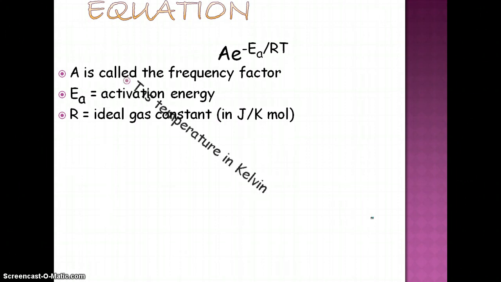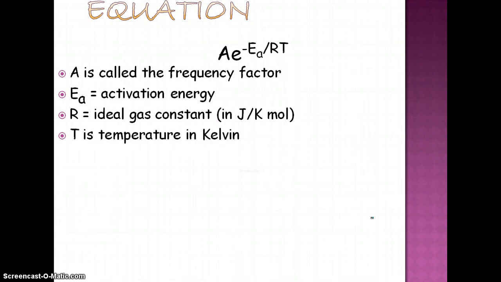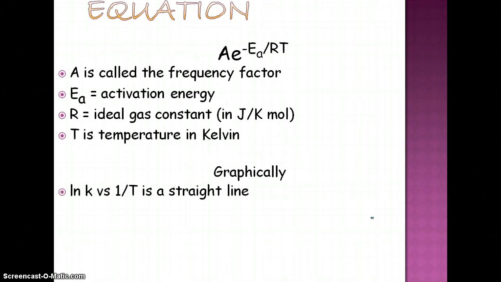All right, R is the gas constant that we remember from gas laws. Remember, temperature must always be in Kelvin. Now, if you are to graph the natural log of K versus 1 over the temperature in Kelvin, it will give you a straight line.